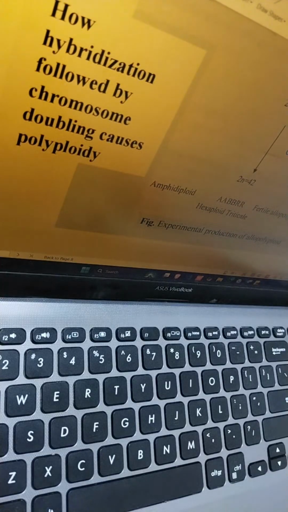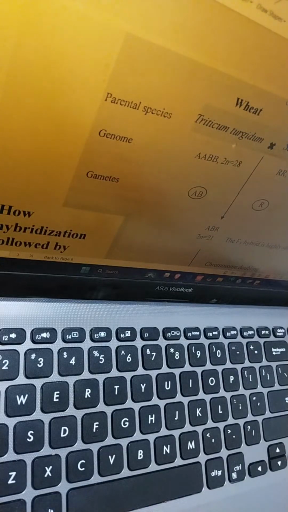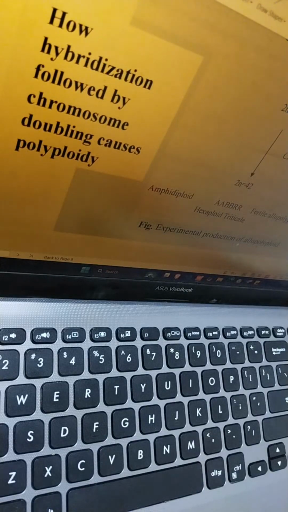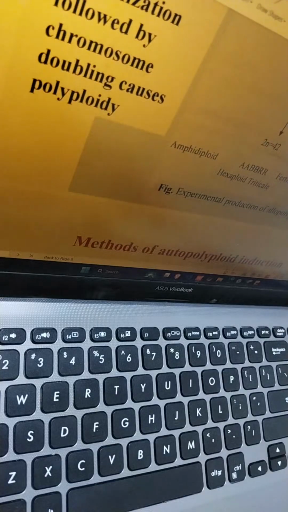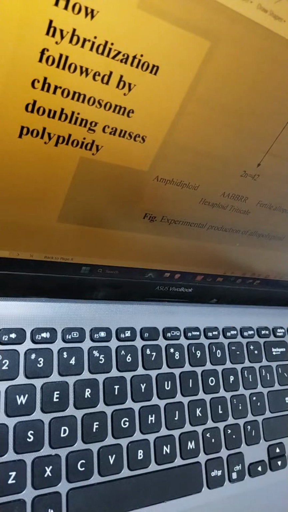After doubling, 21 becomes 42, AABBRR, and it is fertile. Before it was sterile; now after chromosome doubling it is fertile. It becomes hexaploid triticale. Earlier it was Triticum turgidum, and now it is named hexaploid triticale, a fertile allopolyploid species. This is the experimental production of allopolyploid.